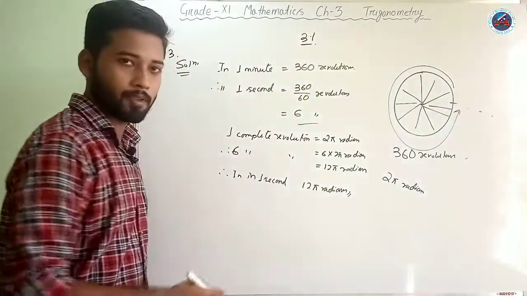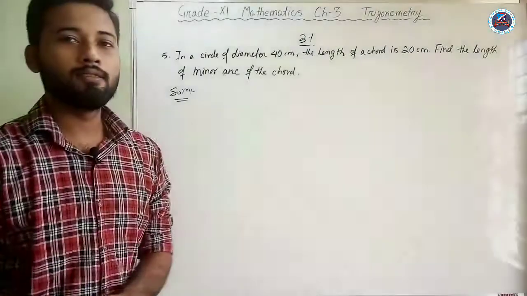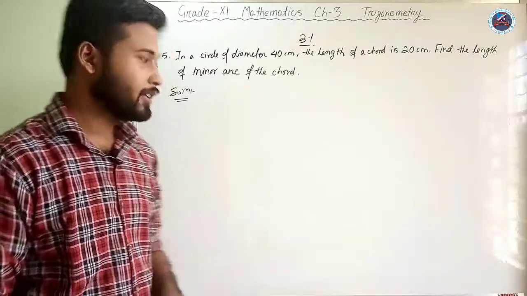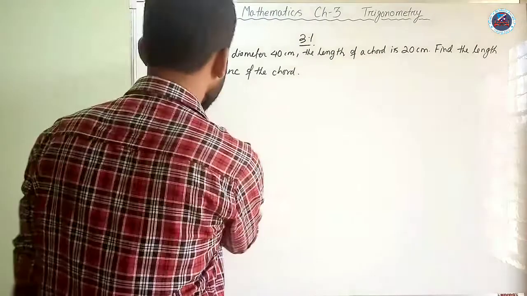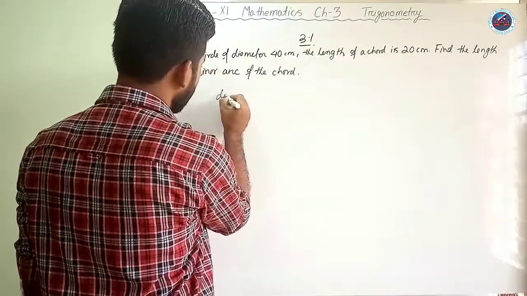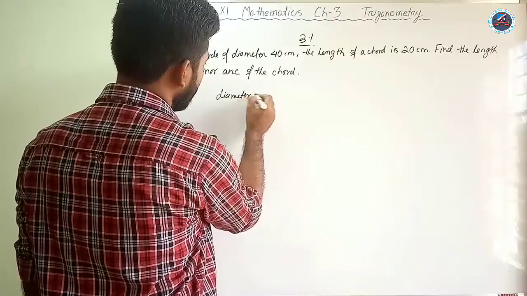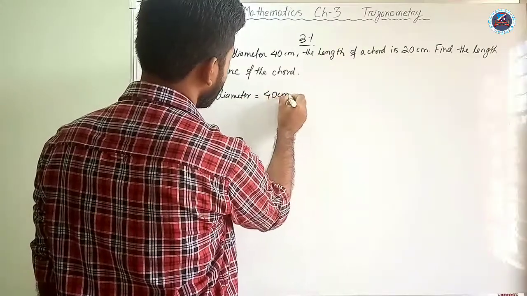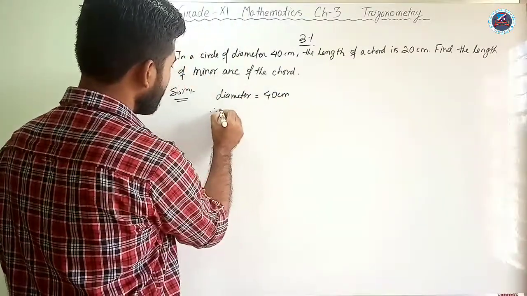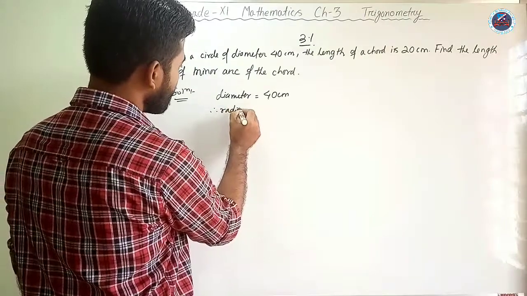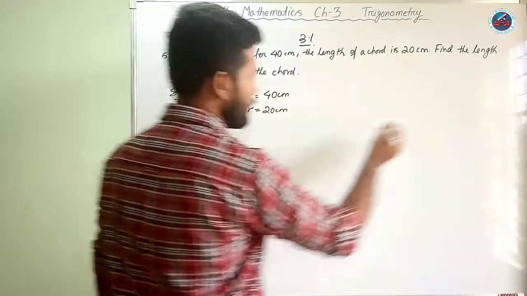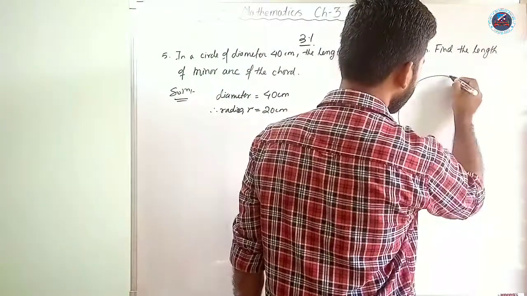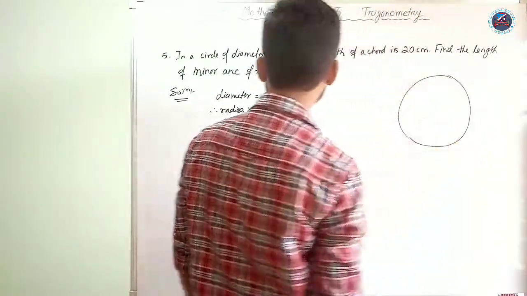The language I have given properly in the PDF. So now let us see question number 5. Here it is given that in a circle of diameter 40 centimeter. So let us at first write it. Diameter is equal to 40 centimeter. Then what will be the radius? Therefore radius, if I consider it r, it will be 20 centimeter, isn't it? That means if I draw the circle, its radius will be 20 centimeter.